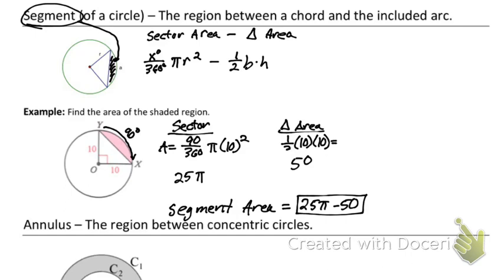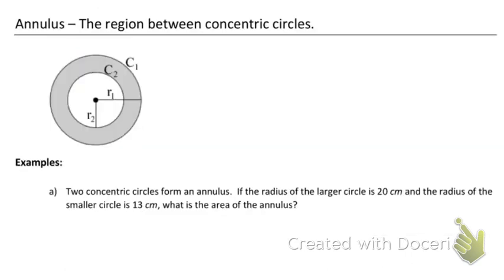Okay, then let's talk about an annulus. An annulus is the region between concentric circles. So we have a big circle and a small circle, and I want the area between those two. What am I going to do big picture-wise to solve this, Isaac? Find the area of the big circle minus the area of the small circle. Perfect, that's it. Big circle area minus small circle area.